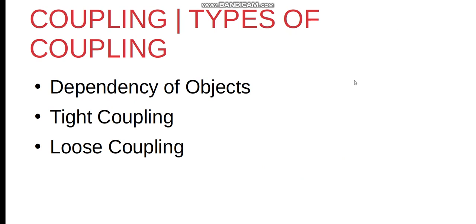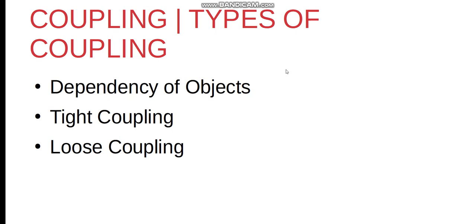So there are two types of coupling, tight coupling and loose coupling. When one object is highly dependent on another object, it is known as tight coupling. When one object has a minimal dependency with another object, that is known as loose coupling. So by definition, it would be a little bit confusing to understand these concepts. So let us see an example to understand what is tight coupling and what is loose coupling.